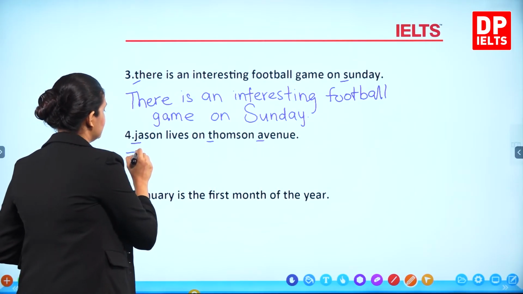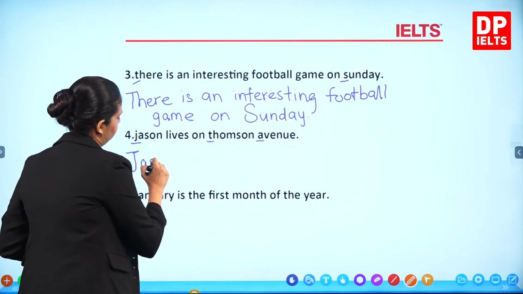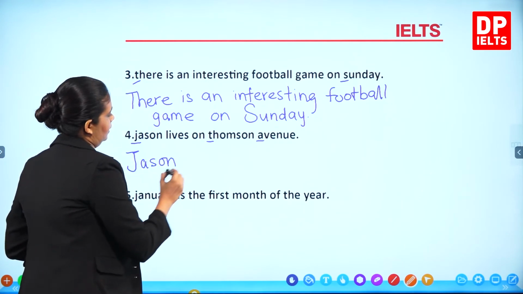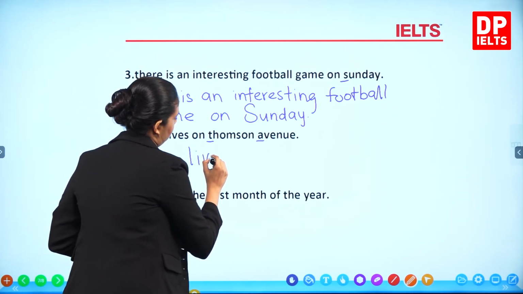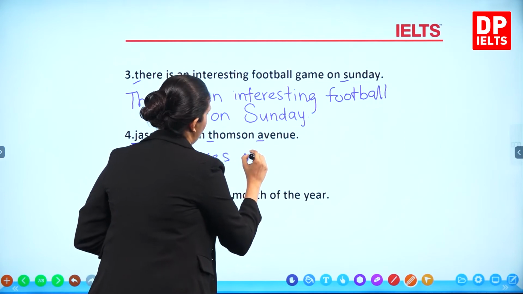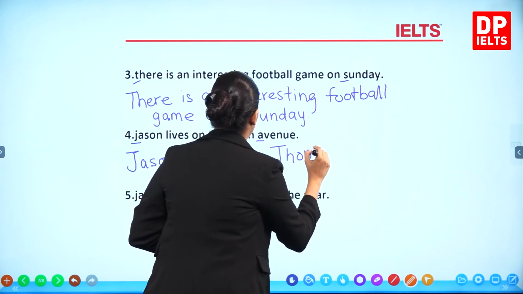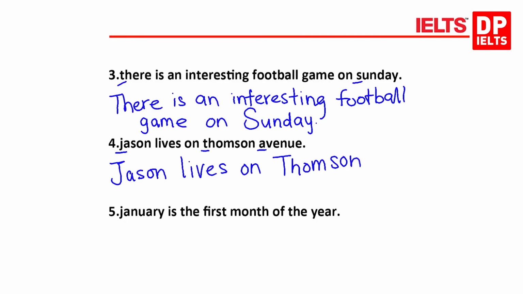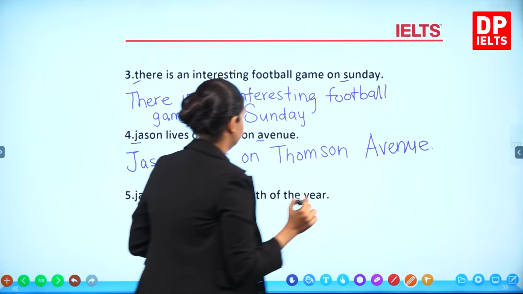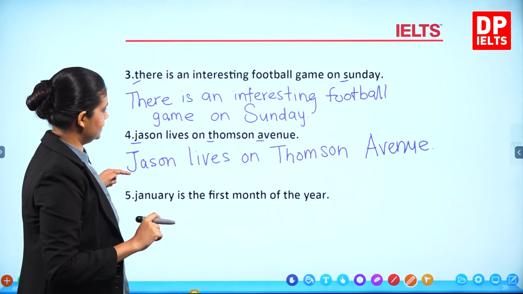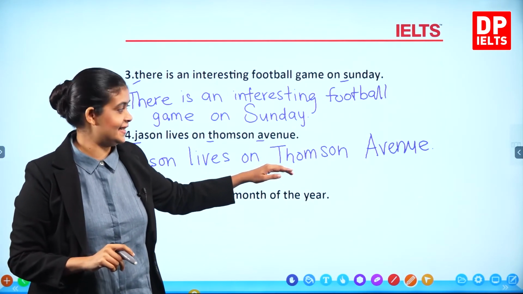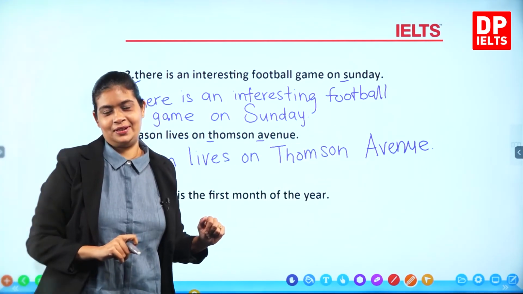So Jason lives on Thompson Avenue. Okay, so J is capital, T is capital, A is capital, right?